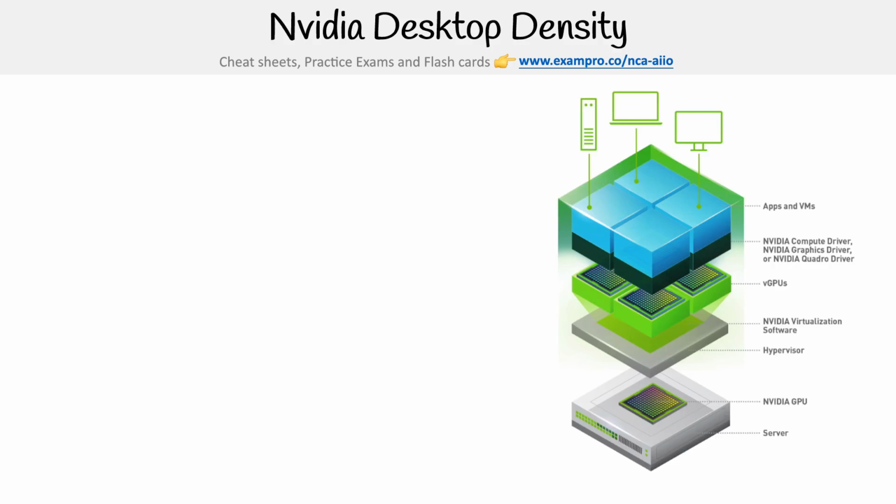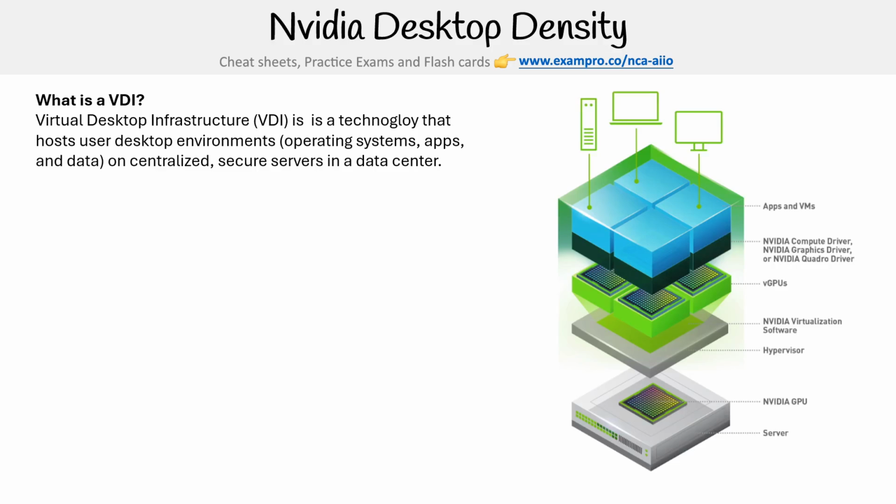Let's take a look here at NVIDIA desktop density. Before we do, we need to describe what a VDI is. VDI stands for Virtual Desktop Infrastructure, and it is a technology that hosts users' desktop environments, such as operating systems, apps, and data, on central, secure servers in a data center. NVIDIA vGPUs are logical divisions of a GPU's compute, which can power your VDI. So it's very important that we understand what vGPUs are.